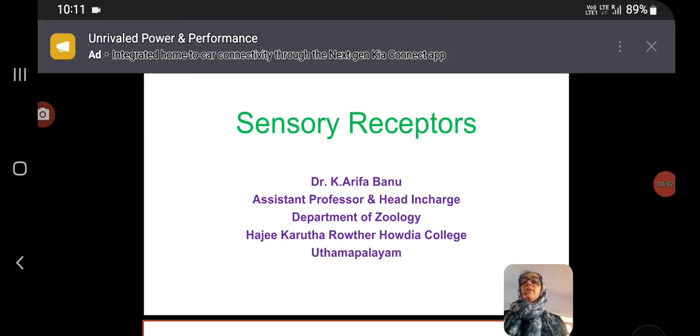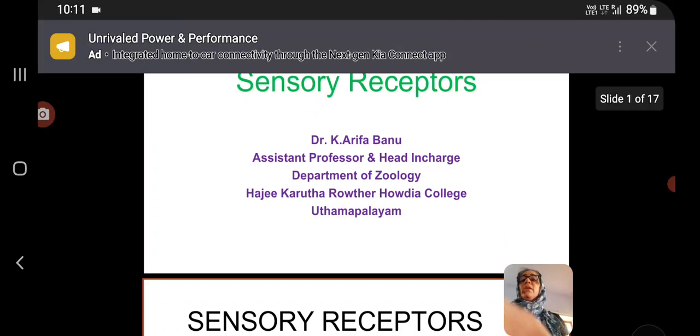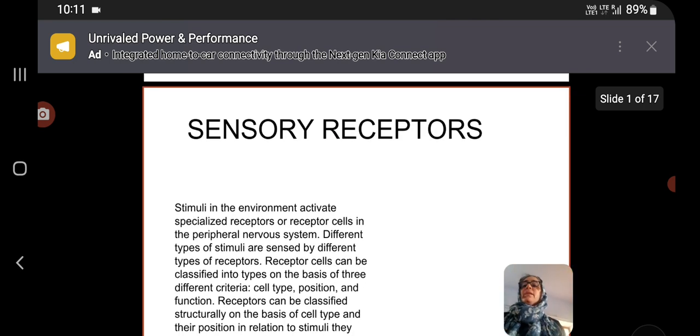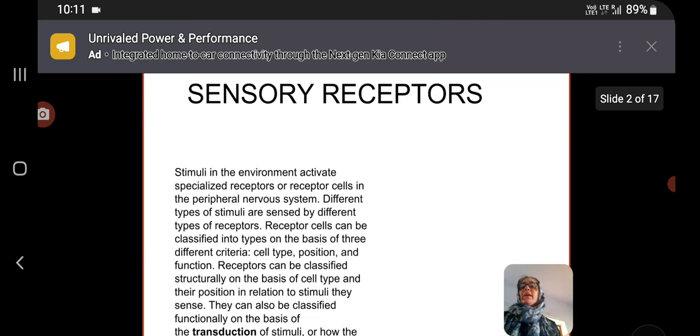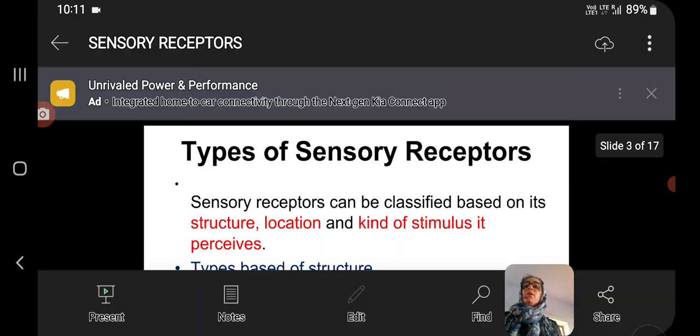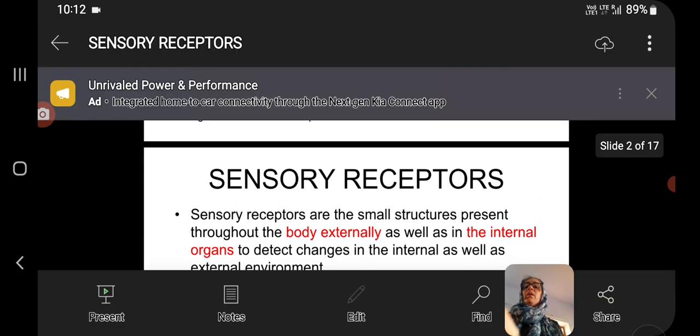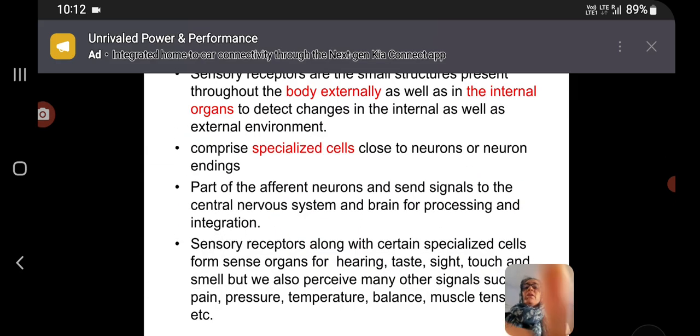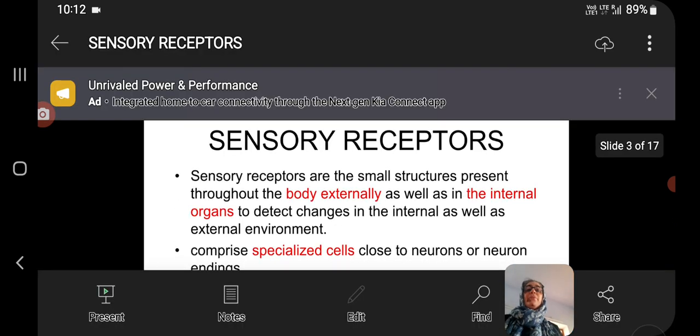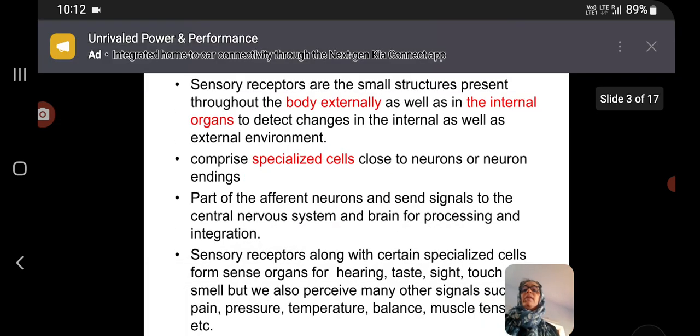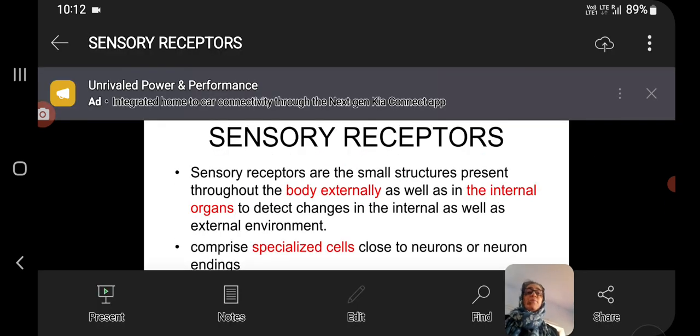For this session, we are going to discuss sensory receptors. Sensory receptors are specialized structures present throughout the body, which are responsible for getting stimuli from the external environment, and these stimuli are taken to our brain for response.